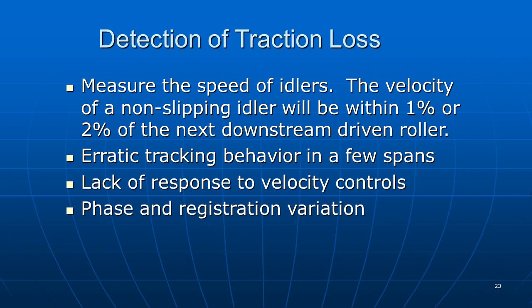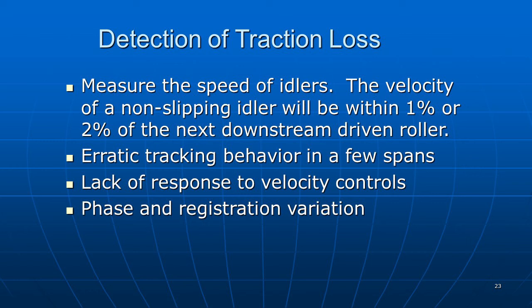Definitely erratic tracking behavior. I've seen webs that run fine through the first several spans and then become very erratic, which tells me that they're going in and out of traction once they get to that point in the web path. Maybe a bad roller, it may be that it doesn't have enough wrap angle built into it, or a worn surface, or just very low tension in that area. But erratic tracking, especially when it happens after you've seen the web behave nicely in the first several spans.